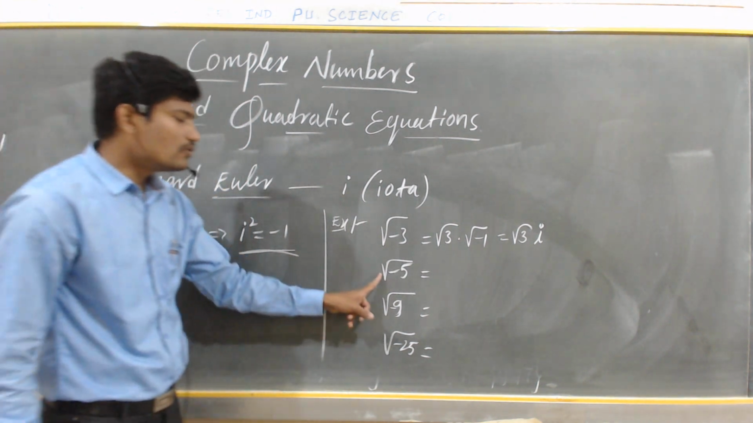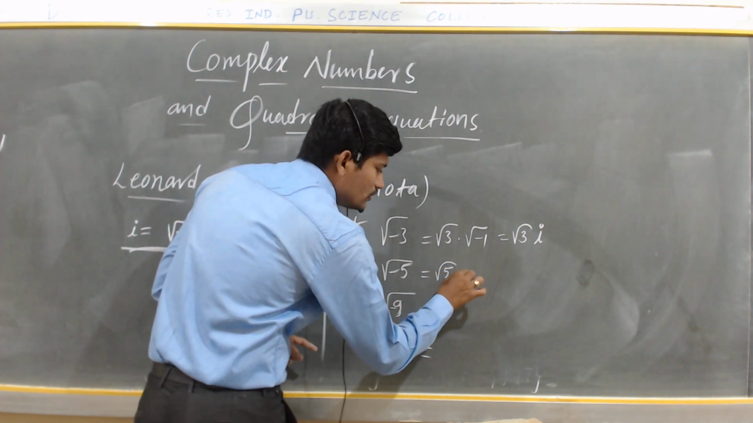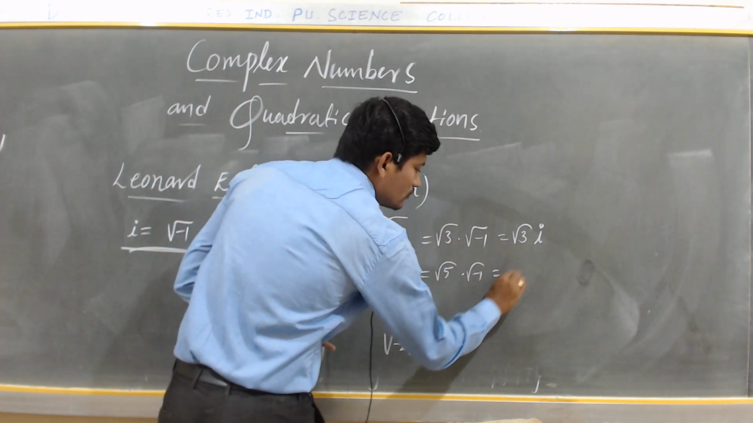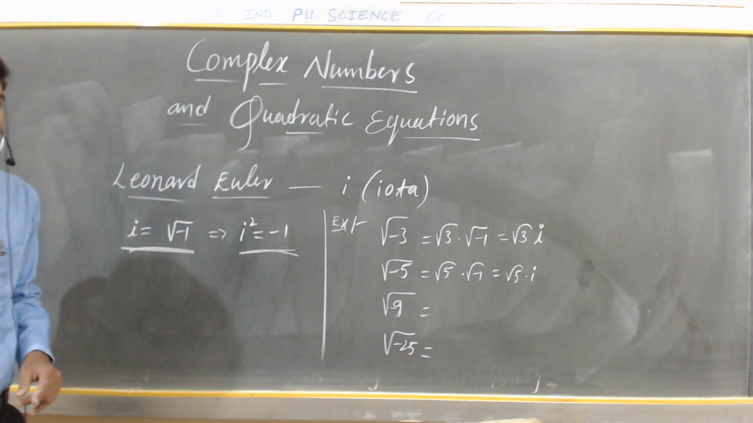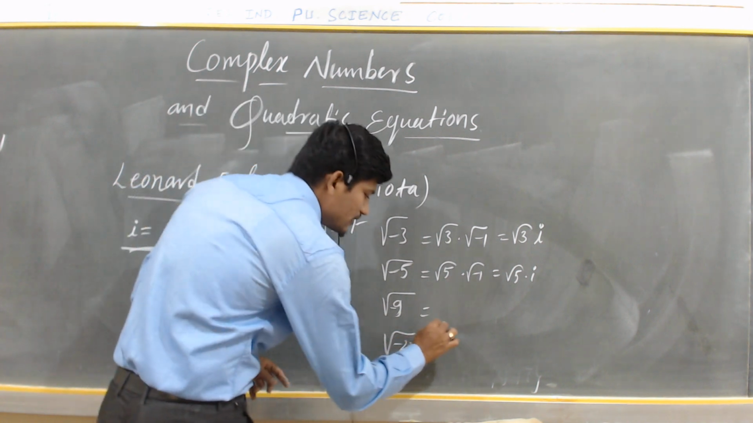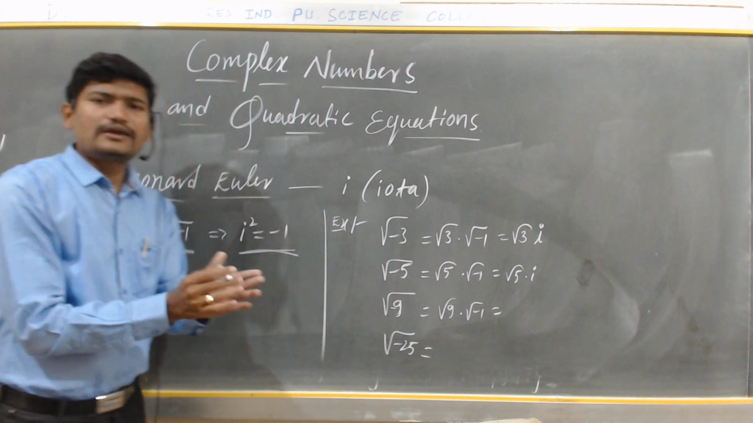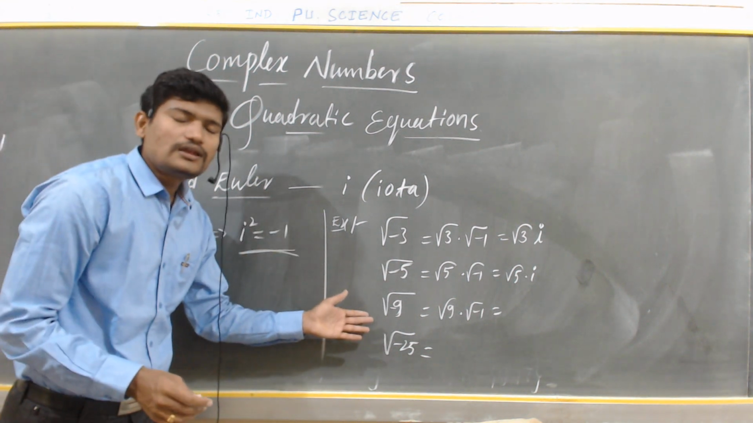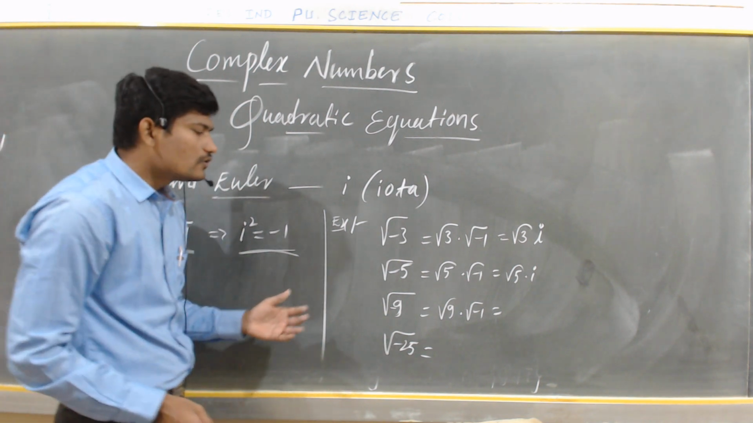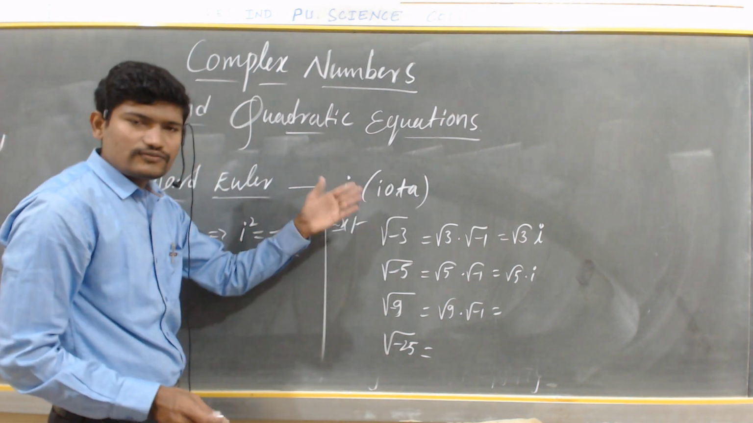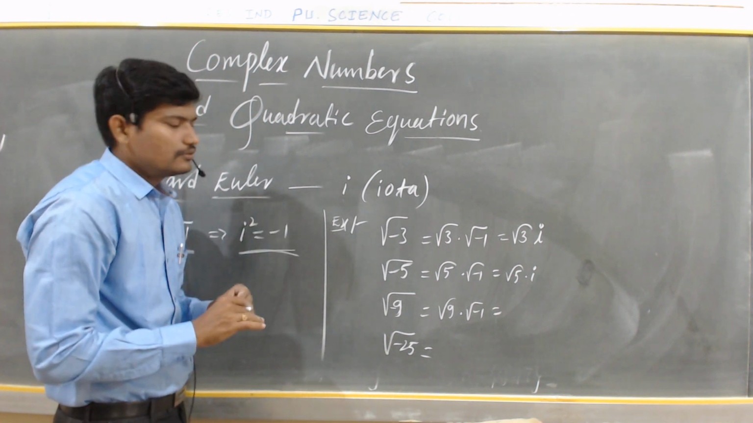Next, square root of minus 5 we can write as square root of 5 into square root of minus 1, equal to root 5 into i. Similarly, we can write square root of 9 into square root of minus 1 separately, in the imaginary number form. So each and every one of these four problems is called an imaginary number.